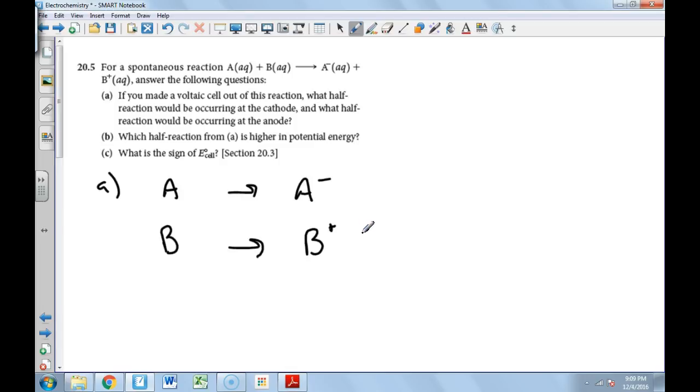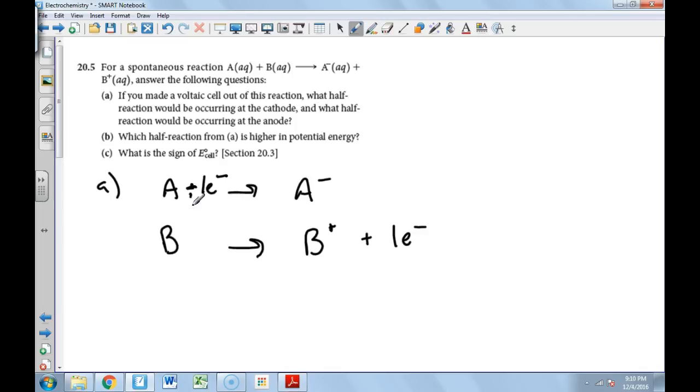Now, part of doing electrochem is balancing reactions. So here, we have it balanced by number of atoms, 1B, 1B, 1A, 1A, but we also need to charge balance. So on this side, we're going to balance it with 1 electron, and on this side, we're going to balance it with 1 electron. And so that tells us everything that we need to know in order to do this whole problem.